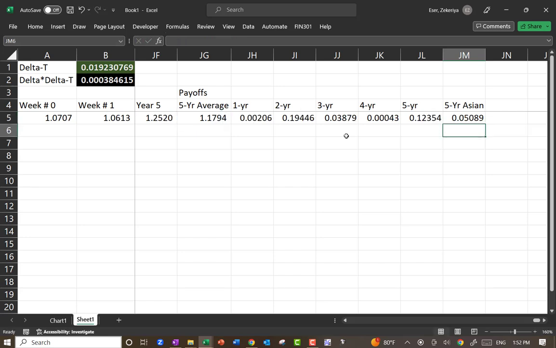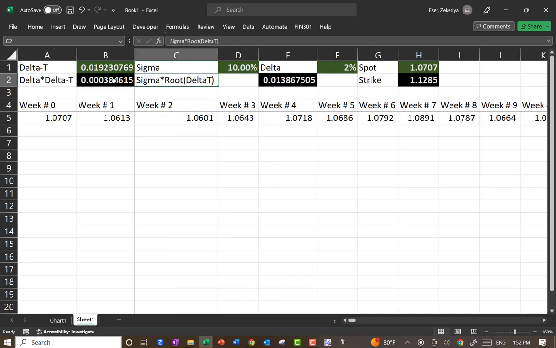Another realization, different numbers. I also need to calculate present value. So I need domestic interest rate.